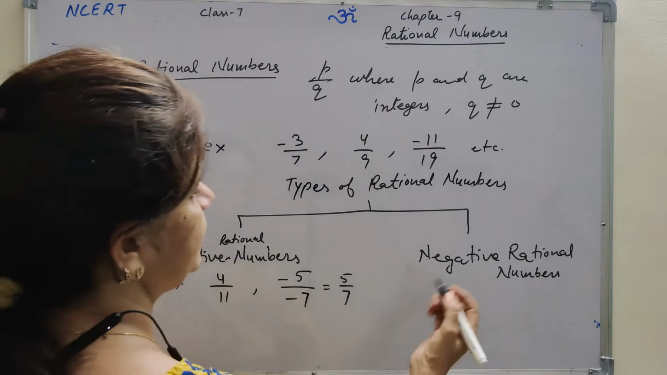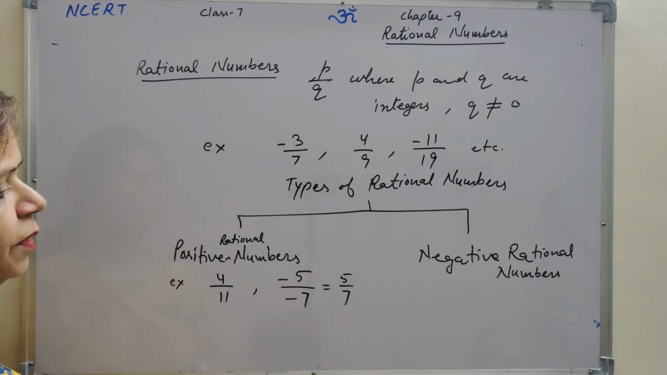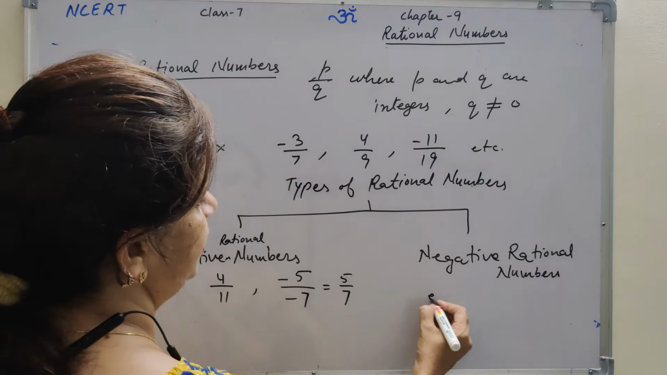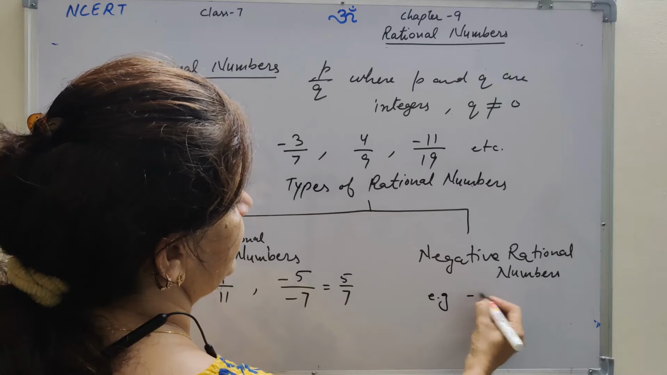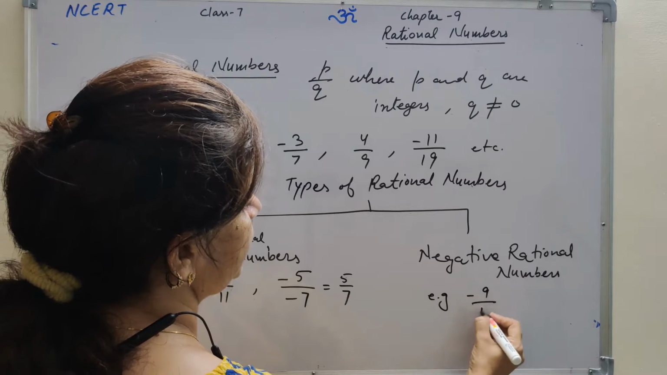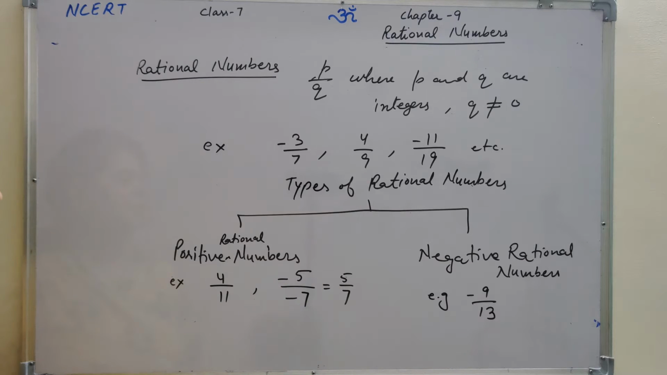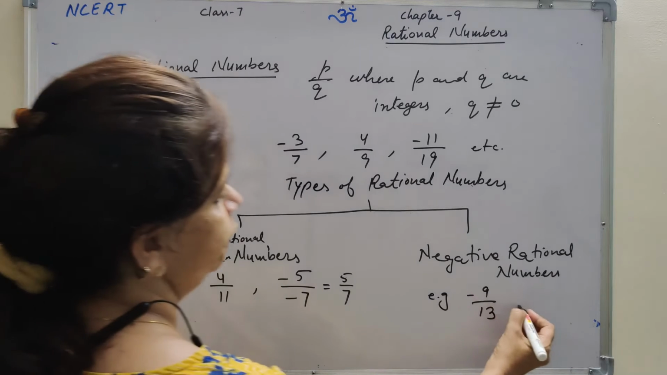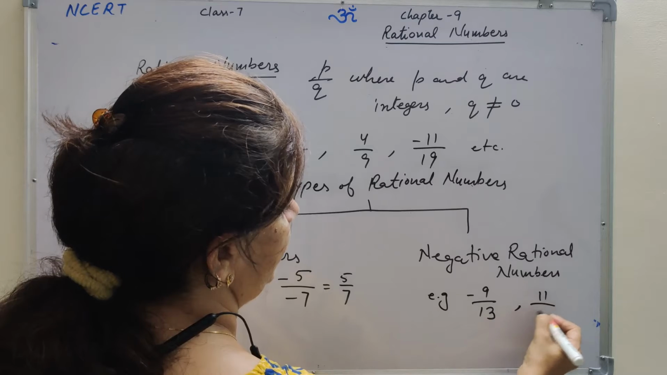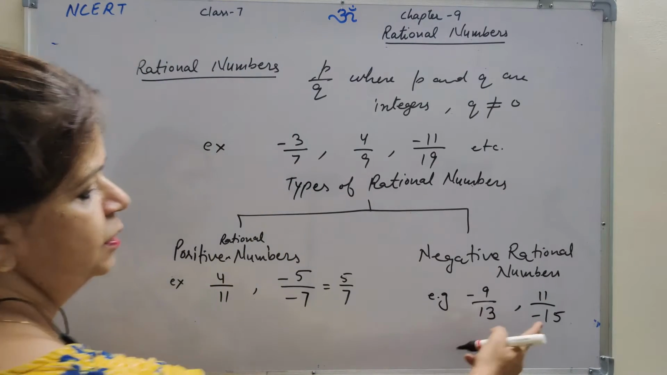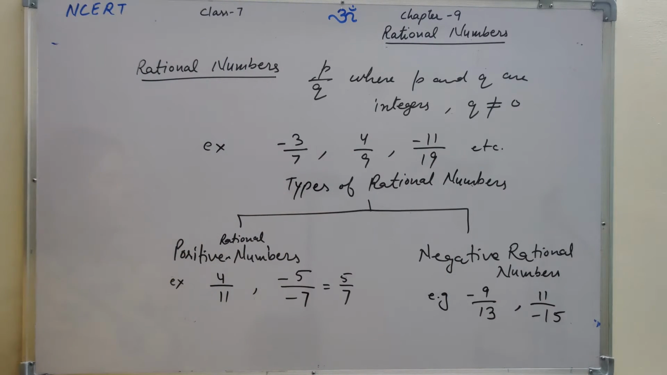Negative rational number means either the numerator or the denominator is negative. Example is like minus 9 by 13. Here the numerator is negative, so it is a negative rational number. Or we have 11 by minus 15. Here the denominator is negative, so it is a negative rational number.